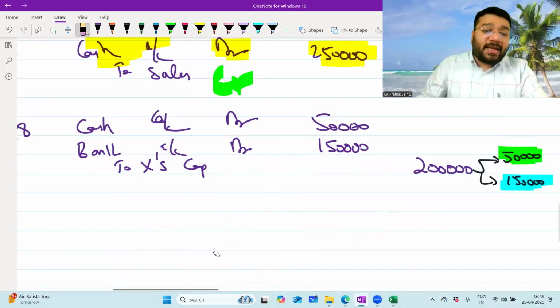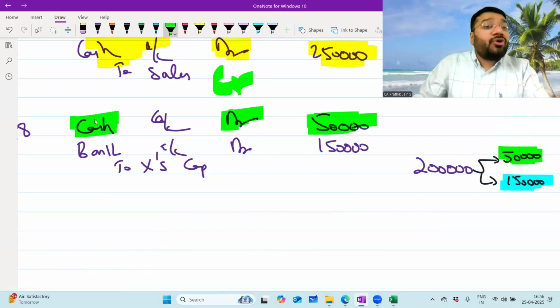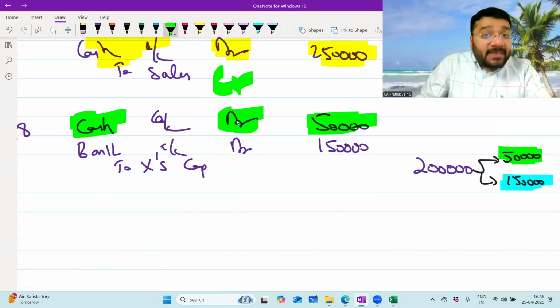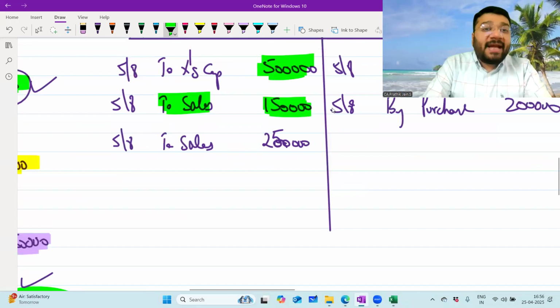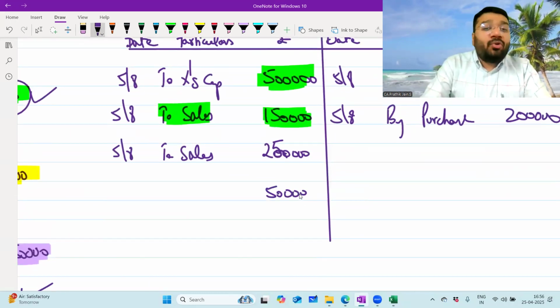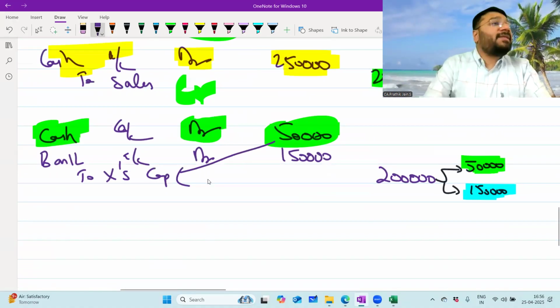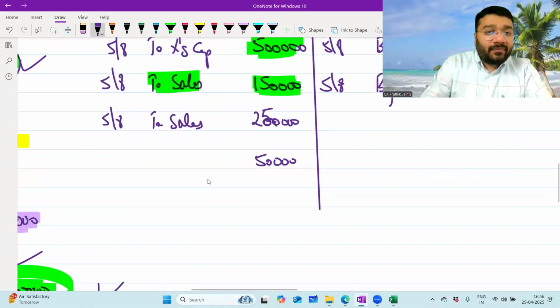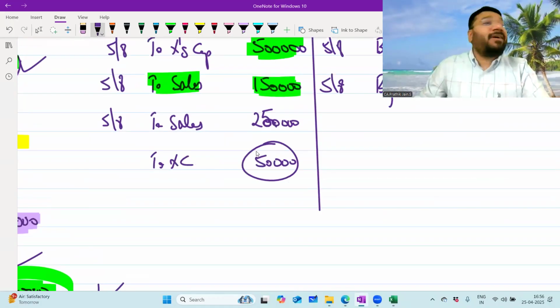So now let's go to the debit side. The 50,000 is to be recorded on the debit side of which account? Cash account. So go to the cash account, debit side, and record 50,000. Who is the opposite partner of this debit? To excess capital. So this 50,000 you've recorded is the debit part of the journal entry.